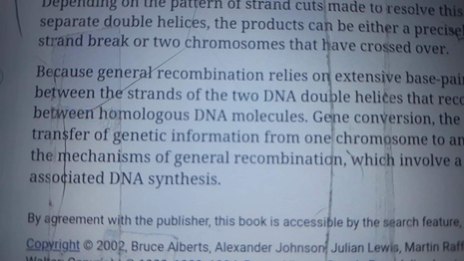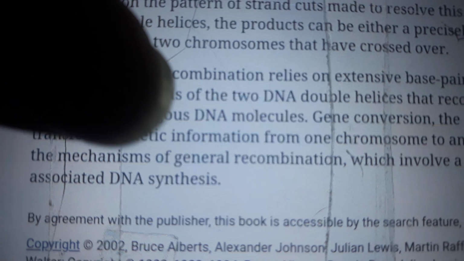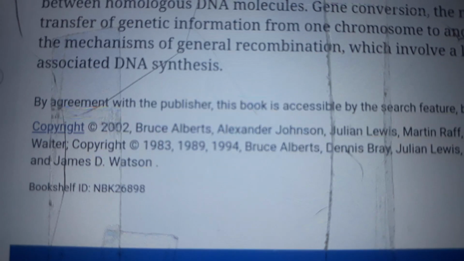Depending upon the strand cuts made to resolve this junction into two separate double helices, the products can be either a precisely repaired double strand break or two chromosomes that have crossed over. Because general recombination relies on extensive base pairing interactions between the strands of the two DNA double helices that recombine, it occurs only between homologous DNA molecules. Gene conversion, the non-reciprocal transfer of genetic information from one chromosome to another, results from the mechanisms of general recombination, which involves a limited amount of associated DNA synthesis.